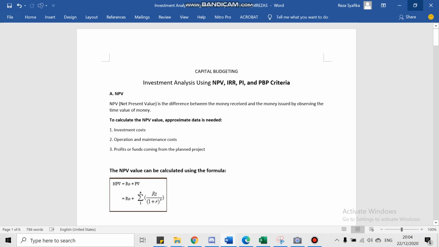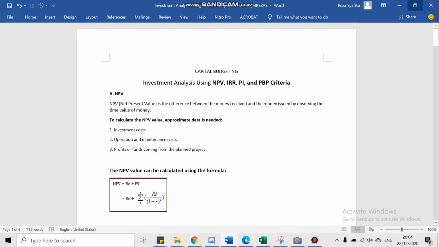So capital budgeting is investment analysis to calculate whether the business or the project that will be established is valuable or not, or is it worth it or not. So the first one we can use is calculating the net present value. It's the difference between the money received and the money issued, observing the time value of money.